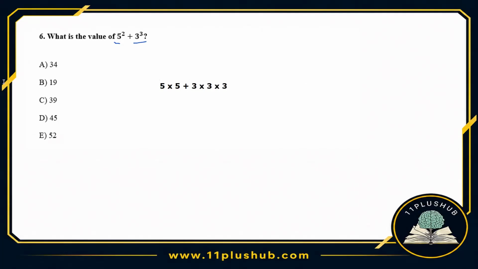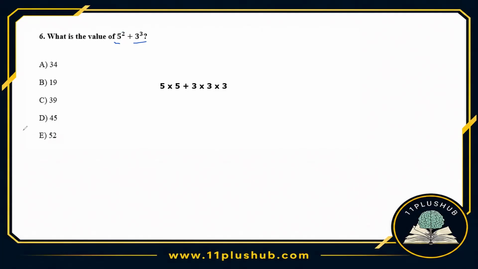Now, if you are confused by that, remember this floating number here, this squared symbol, that's how many 5s we need to multiply together. And this floating 3 symbol, that's how many 3s we need to multiply together, okay? Some students look at this as 5 times 2 plus 3 times 3, which is a completely different question, so be very careful with that, okay?